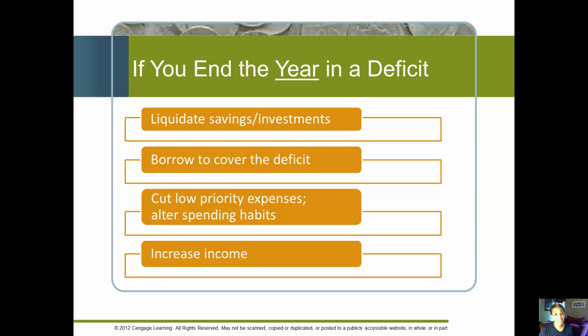Now, what if we do end the whole year in a deficit? Then we might have to liquidate our savings instead of just doing a temporary shift. We might actually have to liquidate our savings or borrow for a longer period to cover the deficit. But what we really need to focus on doing is cutting our expenses and changing our spending habits and, if possible, increase our income.